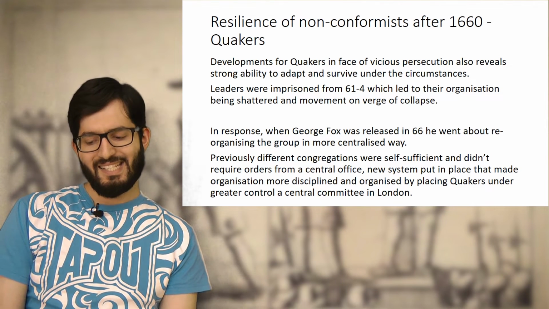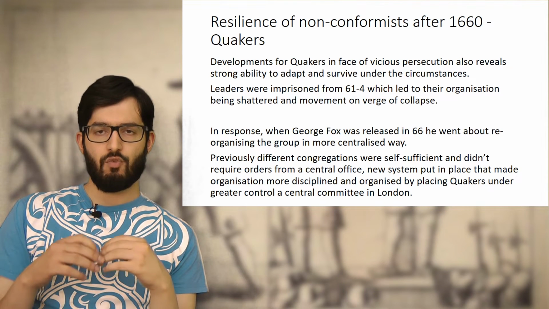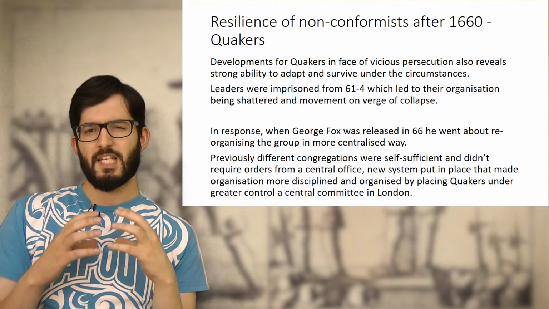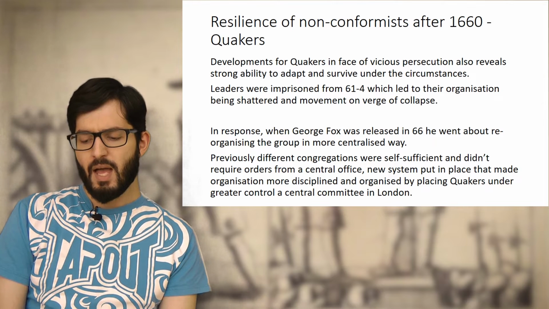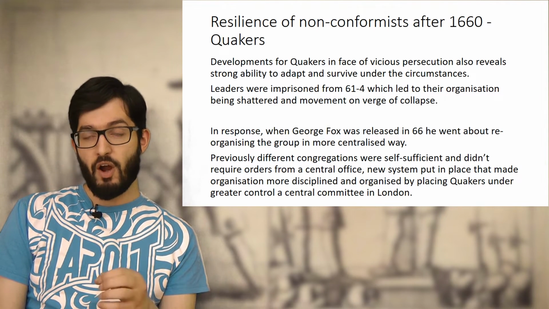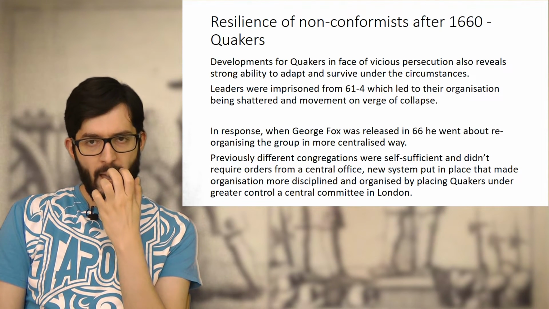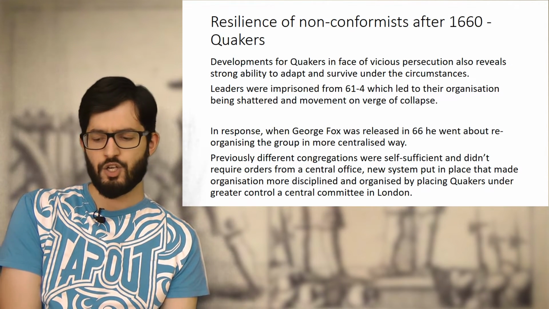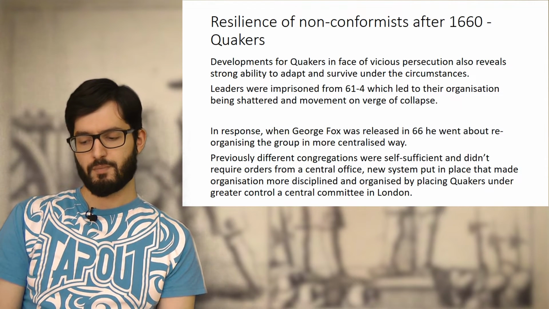In 1666, however, their main leader, George Fox, is released from prison, and he goes about reorganizing the Quakers in a more centralized way to make them more resilient against future persecutions. Previously, different congregations were meant to be self-sufficient. They didn't really require any orders from a central office. You could have an independent Quaker meeting or group in a part of the country, and they could operate as their own separate group and not really require any contact with other groups.